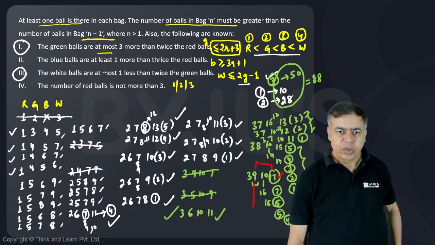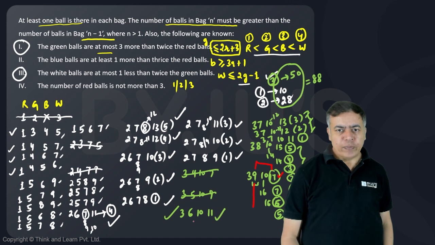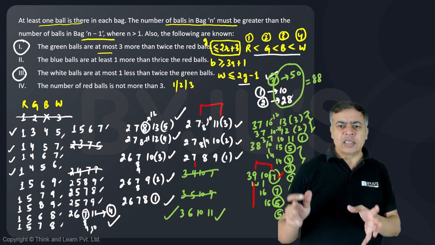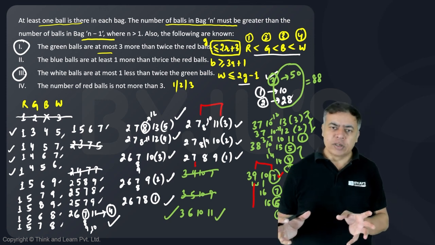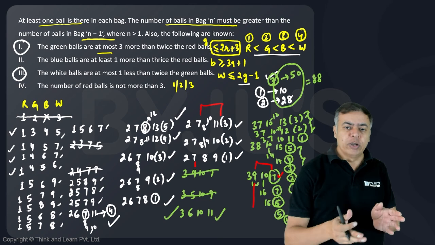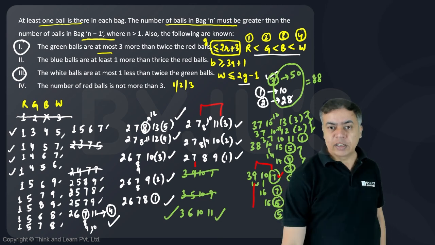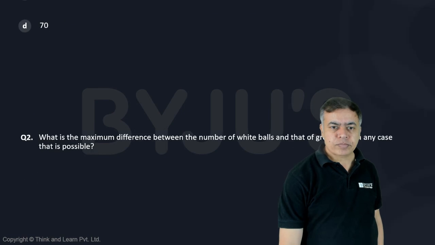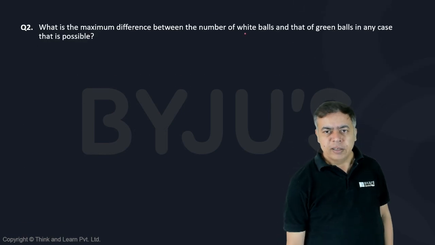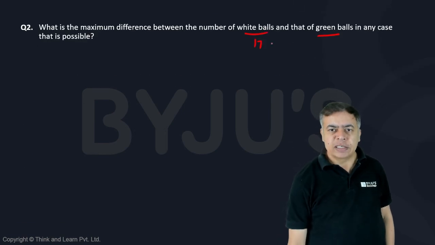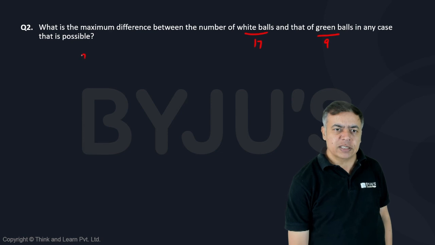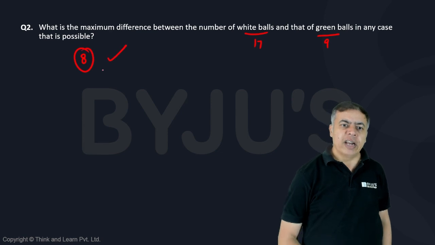Before that, let's say red is 2, green is 7 and the maximum white could be 11, so the difference is 4. That means in the last case, where you have taken the maximum number of red and green balls, 9, you are also getting the maximum number of white balls. So white are 17 and green are 9, and the maximum difference is 8.